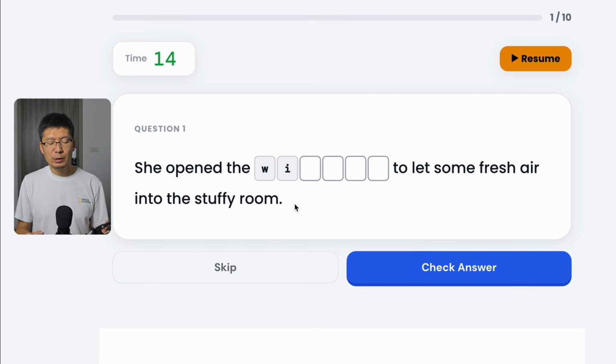So the main strategy is that we don't need to just translate each word, but we need to find the context of the sentence quickly. For example, this one, she opened something to let some fresh air into the room, right? So we know she opened something and let the air into the room. So from the first two letters, we can know it's something. So I'd like to give you 3 seconds to think about the answer. So the answer is window.